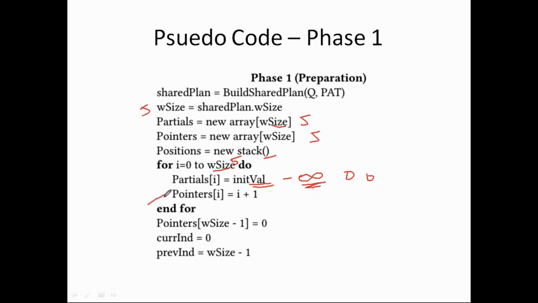Now look at this point. Pointers of i always mark the next position. So pointers of 0 will be 1, pointers of 1 will be 2, pointers of 3 will be 4, pointers of 4 will be 5. And then pointers of 4 will again be 0, so here I made it circular. Then we define two more things: the current index where the new tuple will enter, and the previous index where we will store the partials.